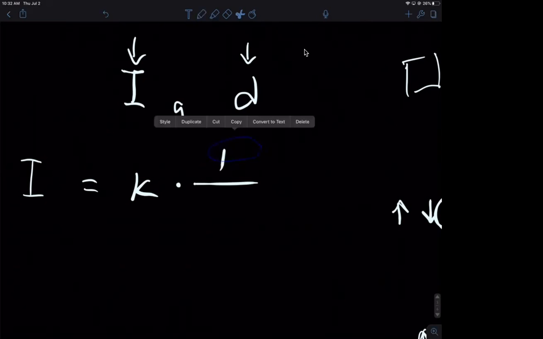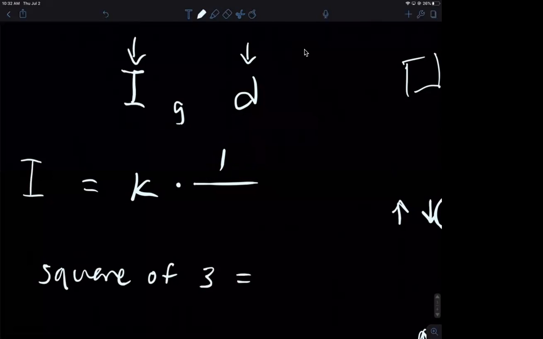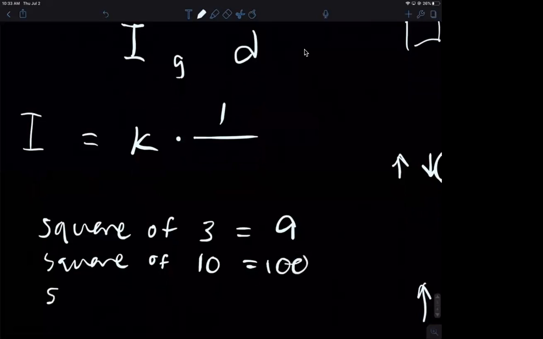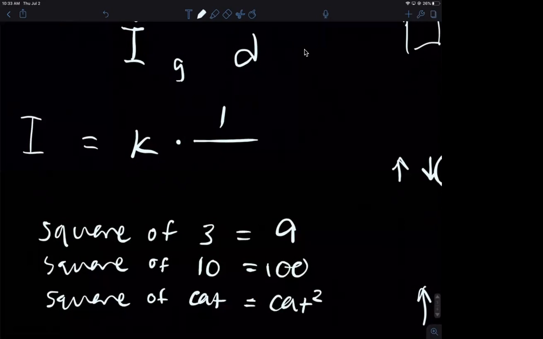Okay, in the problem it tells us it varies inversely as the square of the distance. All right, what's the square of 3? 9. Yeah, it's just 9. What's the square of 10? 100. What's the square of cat? All right, so what's the square of D? D squared. Yeah, it's just D squared.